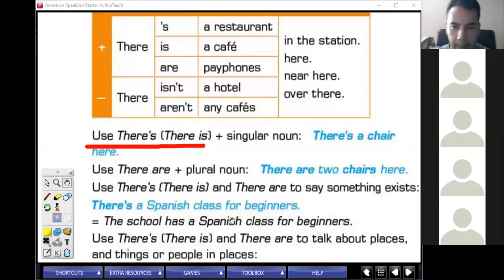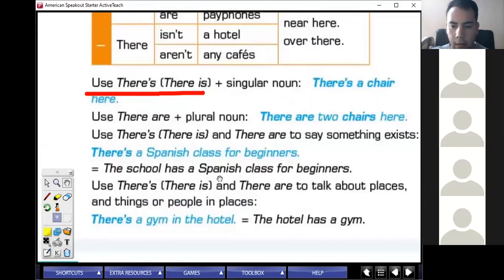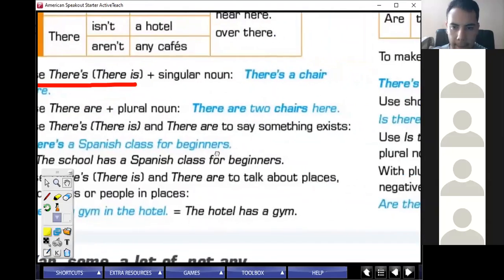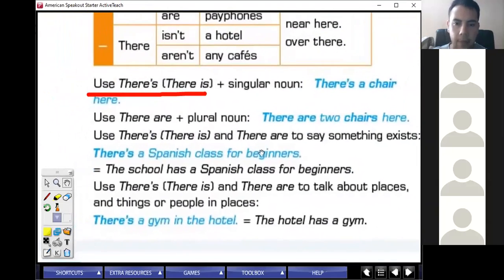Use there is and there are to say something exists. There's a Spanish class for beginners. The school has a Spanish class for beginners.